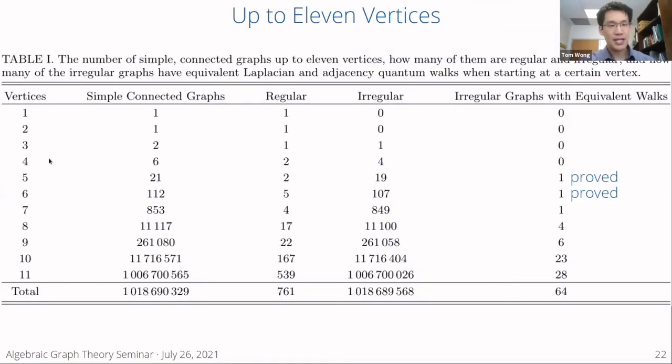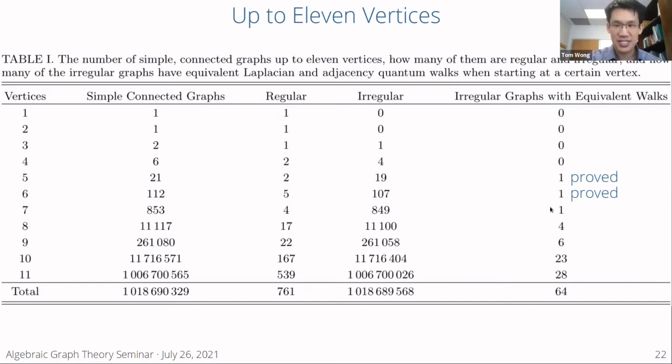So here we have the number of vertices. For example, if you have graphs with 7 vertices, there are 853 simple connected graphs with 7 vertices. Of these 853 graphs, 4 of them are regular and 849 of them are irregular. So these are the ones we want to search. We want to search all the irregular ones. And we found there's only one graph of 7 vertices where the walks are equivalent.